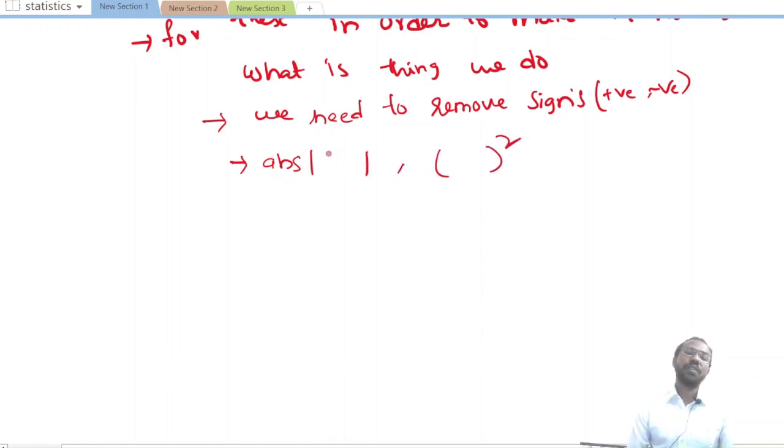Then the negative values are gone and the total will be converted into a positive value. Here also, the minus times minus will be multiplied and the result will be positive. That's why we need to do absolute deviation or else square deviation.